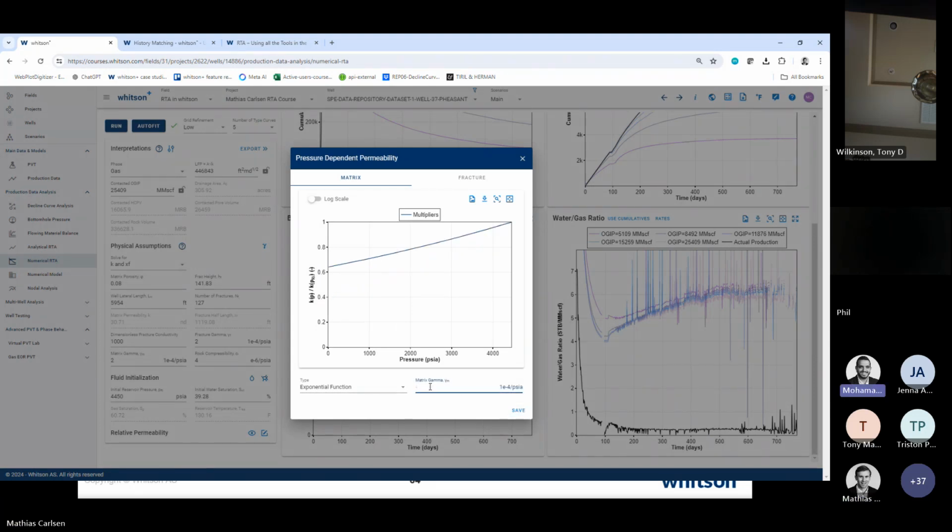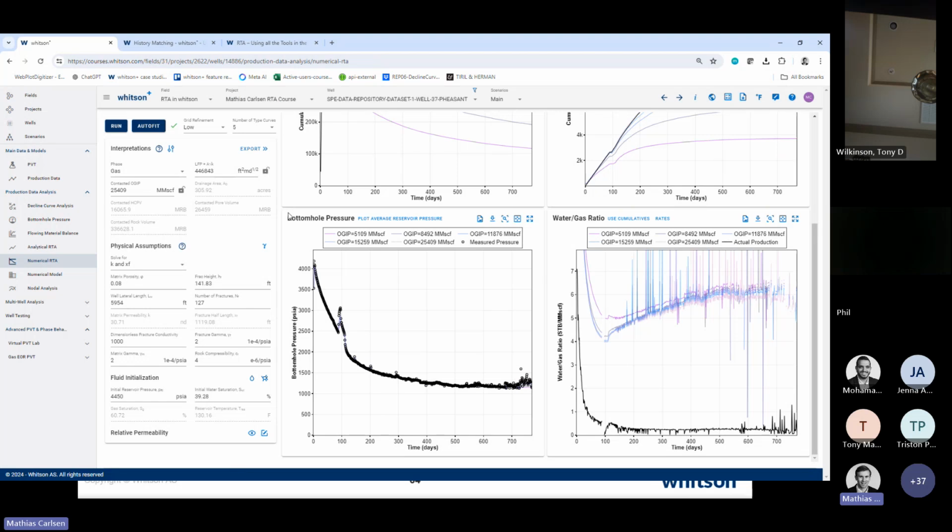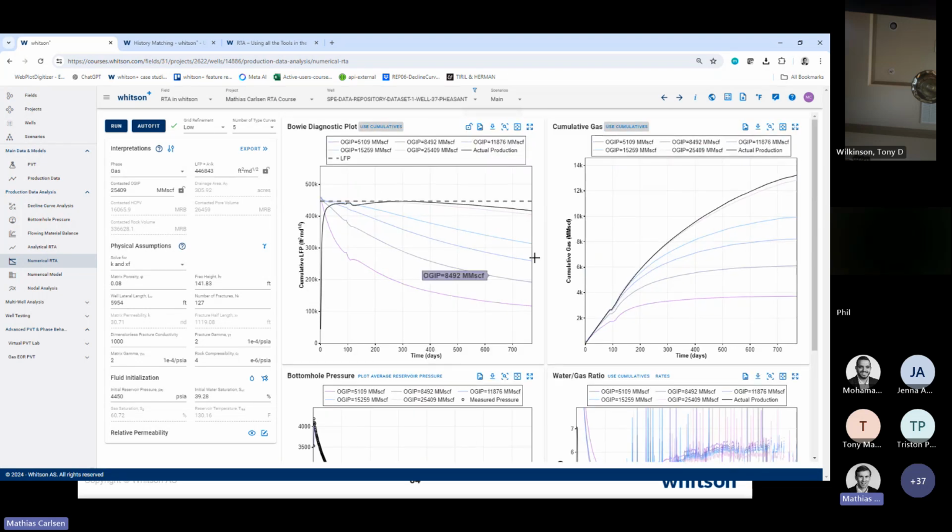Just make it 3, make it 4, and as you go make it 0, so you see the effect of what it is actually making to your pressure, to your permeability with pressure. So hopefully everybody's seeing this on the screen.